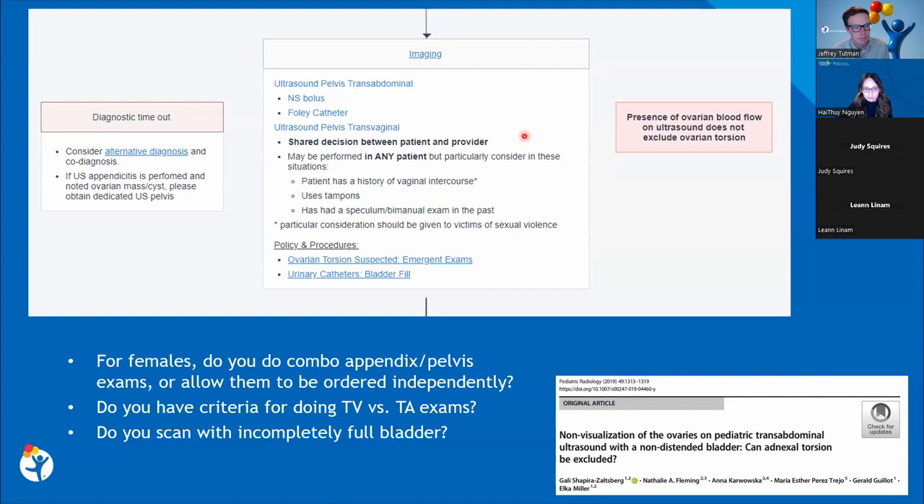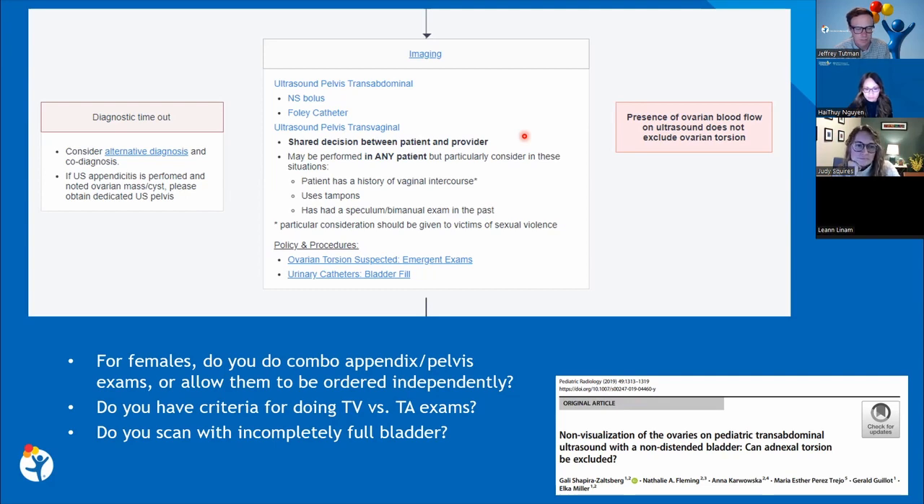Reading your slide, our decision-making process is pretty similar to yours. It is a shared decision-making between the provider and the patient. But the patient does need to be sexually active, or a tampon user, or have had a speculum exam. We don't do them in patients under 13.